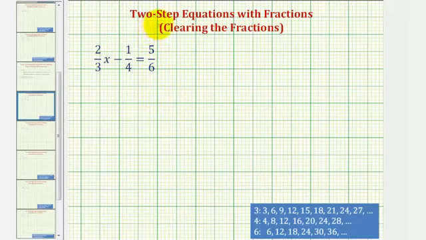Welcome to a second example of solving two-step equations with fractions. In this example, we're going to be solving the equation by first clearing the fractions from the equation. We'll be solving the same equation in another video where we just leave the fractions in the equation and solve it like any other two-step equation. But because we want to clear the fractions from the equation, let's review the steps that we'll take.